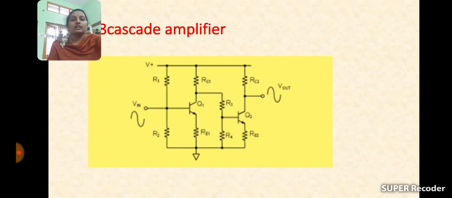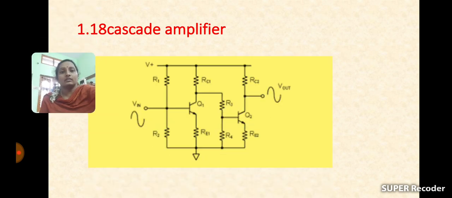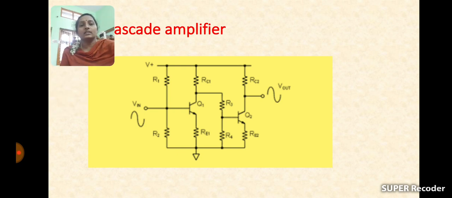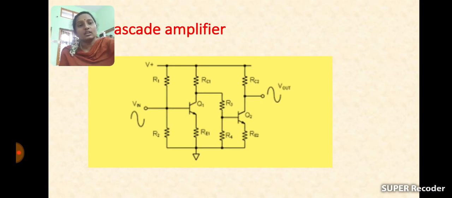And see here, the next one is called what? Cascade amplifier. Already I told you, if common emitter amplifiers are connected together in a two-stage RC coupled amplifier, then that is called what? Cascade amplifier. See here also there are two transistors, which means two common emitter stages.